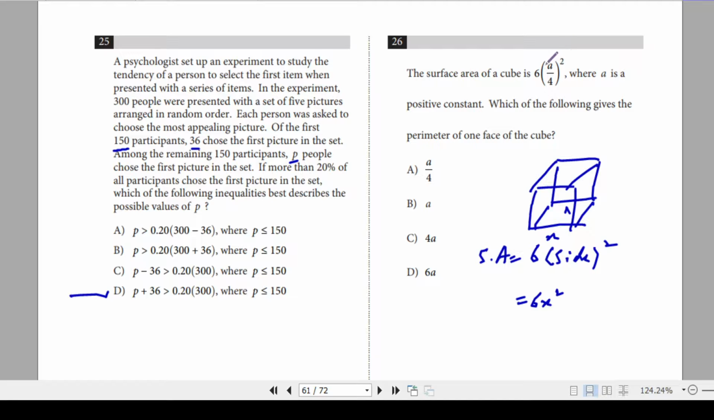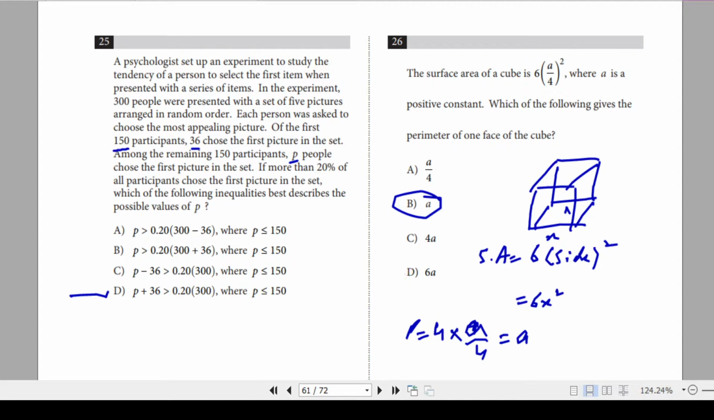Now this A over 4 is the edge here. 6 times edge squared or side squared, whatever you call it. A is the positive constant. So the perimeter of the face, this is the face, perimeter is 4 times the edge, 4 times this A over 4. So the perimeter will be 4 times A over 4. That's A.